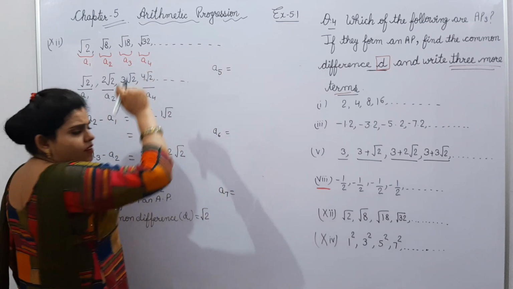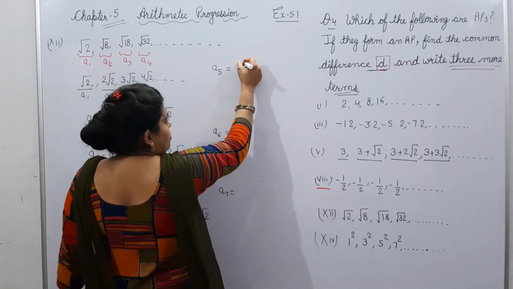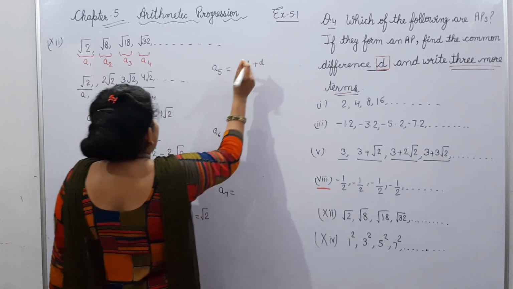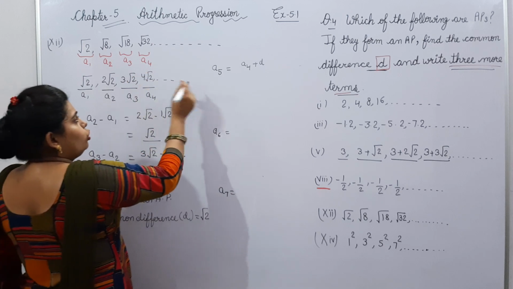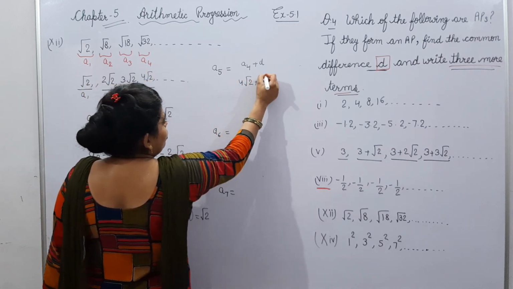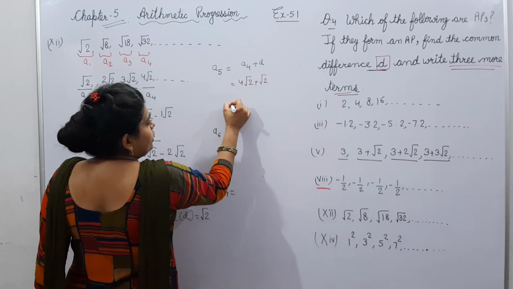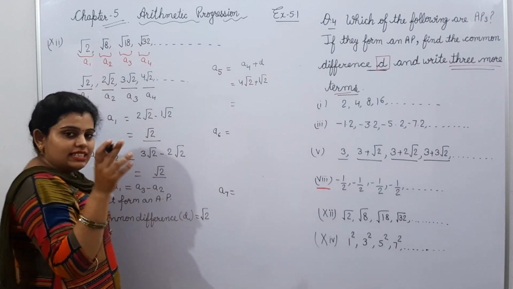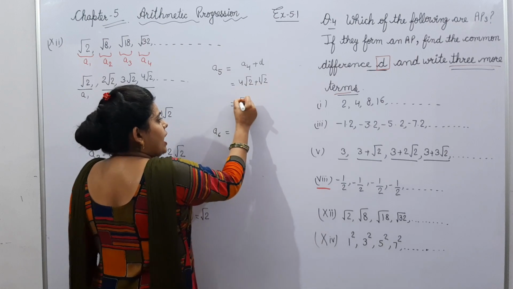A7. What is the value of A5? A4 plus D. What is the value of A4 beta? 4 root 2. We will use this value. 4 root 2 plus root 2. Now on adding what we will get? 4, 1 is understood. 4 plus 1, 5 root 2.